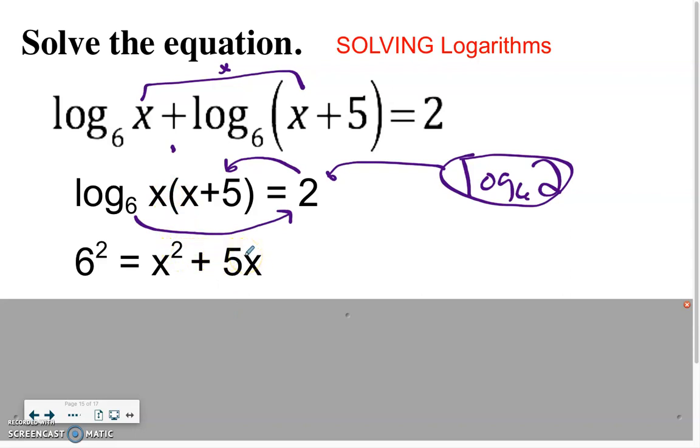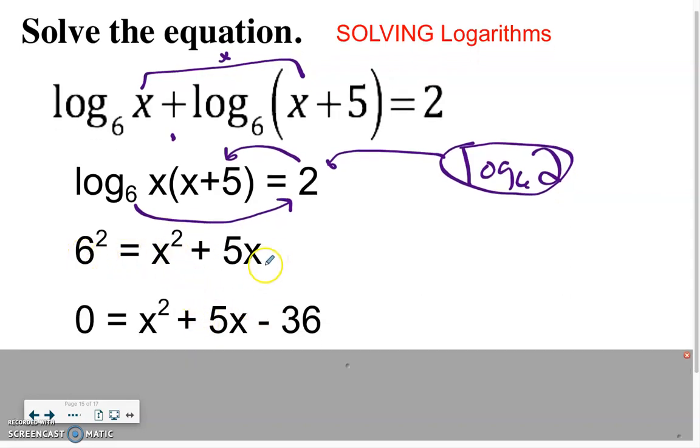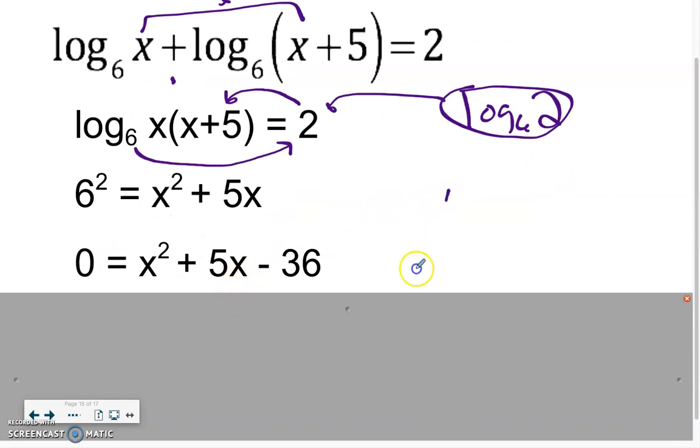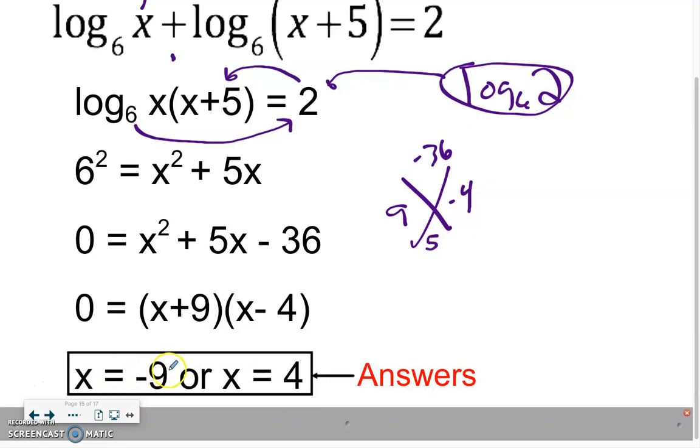And now our factoring techniques kick in. We see a quadratic. We're going to set this equal to 0, so I'm going to subtract the 36. Now, what are factors of negative 36 that multiply to negative 36 but add to 5? That's going to be a positive 9 and a negative 4. So I get factors of x plus 9 and x minus 4, and then my answers are x equals negative 9 and x equals 4.